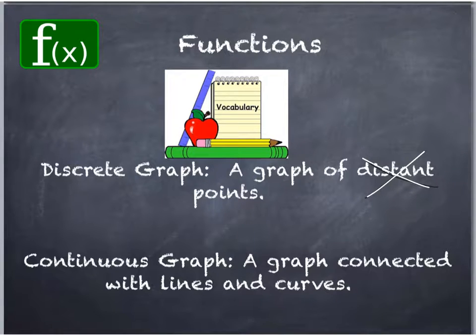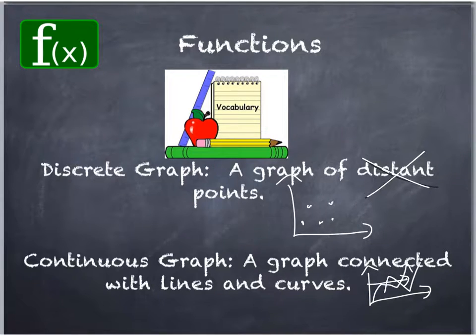Okay, so a discrete graph is just going to look, if we have a coordinate plane here, it's just going to be points that may or may not be related, okay? But they're not connected. That's the main thing. Whereas a continuous graph, you are going to have a connection. It could be a curve, it could be a straight line, it could look like a V, but the main thing is it's going to be connected by a line or by a curve.